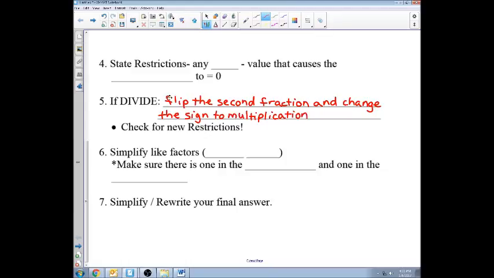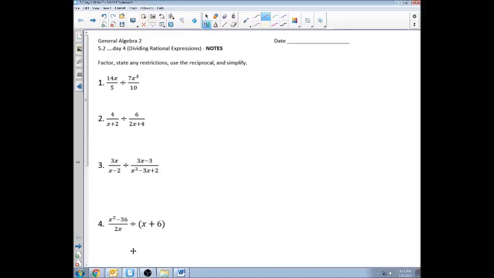Okay. Once we change it to multiplication, then it's exactly like every problem that we've worked through. What we need to remember is we want to use steps 1 through 4 before we go ahead and flip our fraction. Once we have flipped the fraction, we need to check for new restrictions. So we could have restrictions before we flip our fraction, and then we could have new restrictions after we flip our fraction. All right. So let's go ahead and take a look at some of these problems.